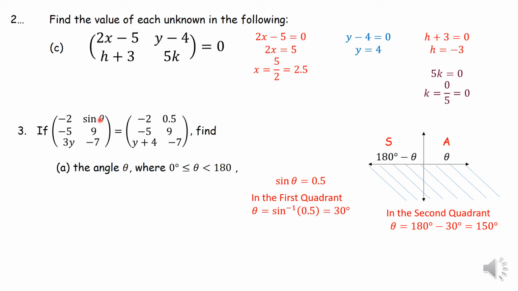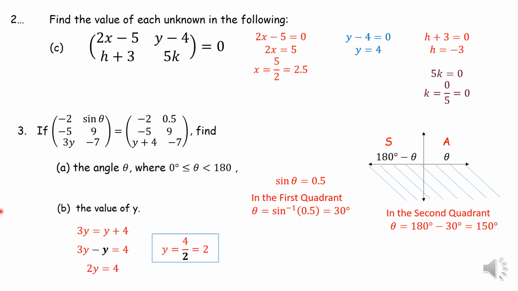Because if you press the sine of 30 degrees on your calculator, you're going to get 0.5 as the ratio. Also, if you press sine of 150 degrees, you're going to get 0.5. Okay? Right. And then you have another one here. You have got find the value of y. So again, you take 3y is equal to y plus 4. And then you just solve for y. Subtract throughout by y. 2y is equal to 4. Therefore, y is equal to 2.